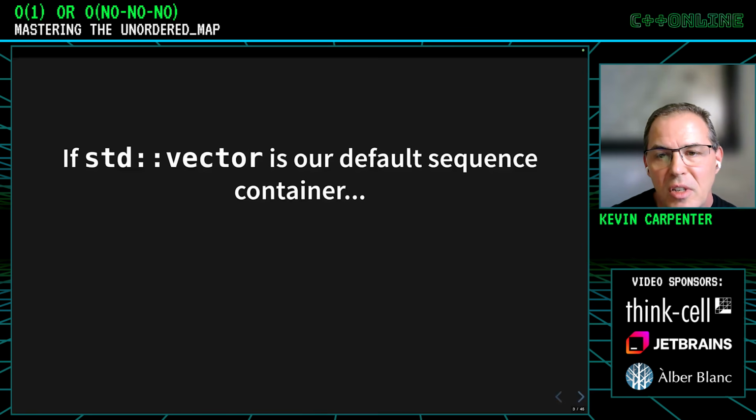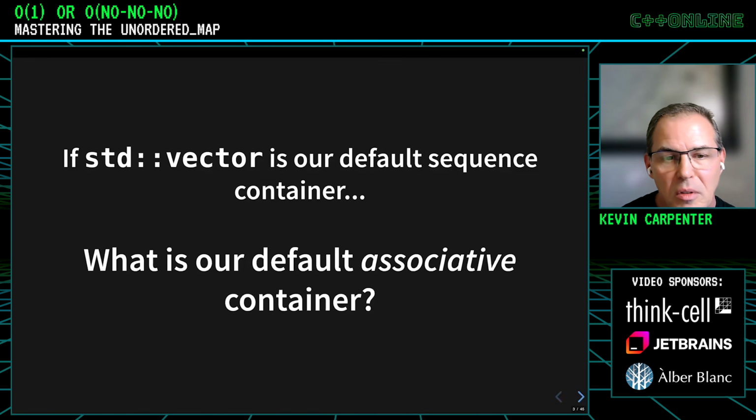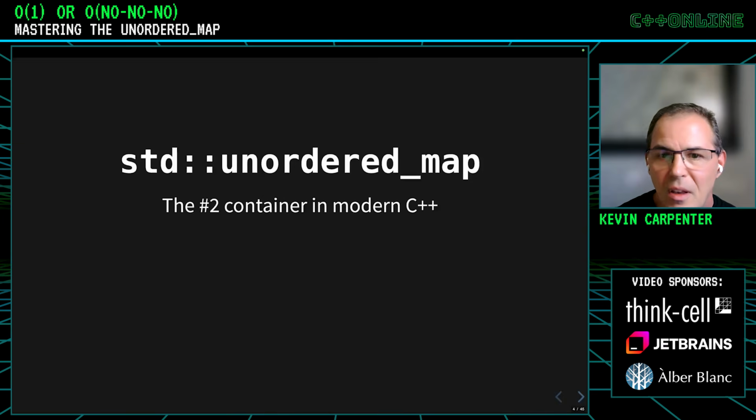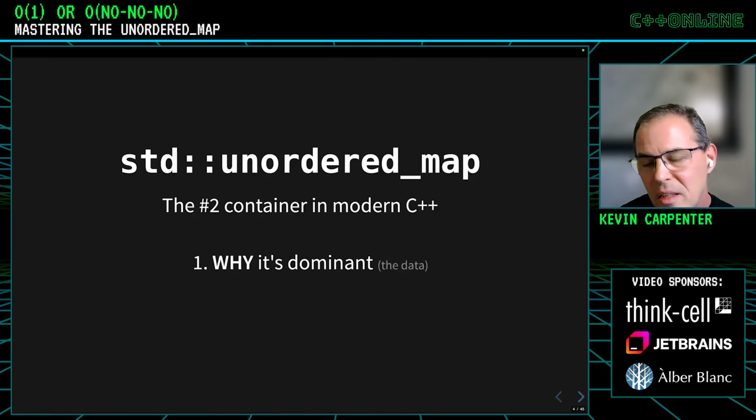And so if std vector is our default sequence container, and yeah, it's kind of a given, but I want you to think for a moment of what you go to when you're writing code as your default associative container. Do you default to std map? That's what I always used to do. Well, I'm telling you, std unordered map is the number 2 container in modern C++. And that's what we're going to talk about today, right? And so we're going to talk about why it's the dominant one.